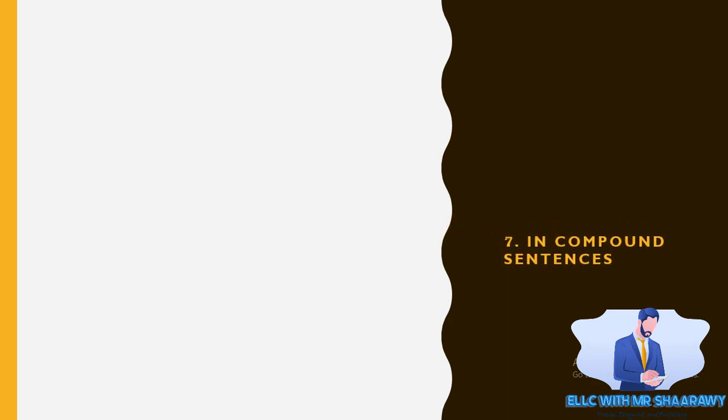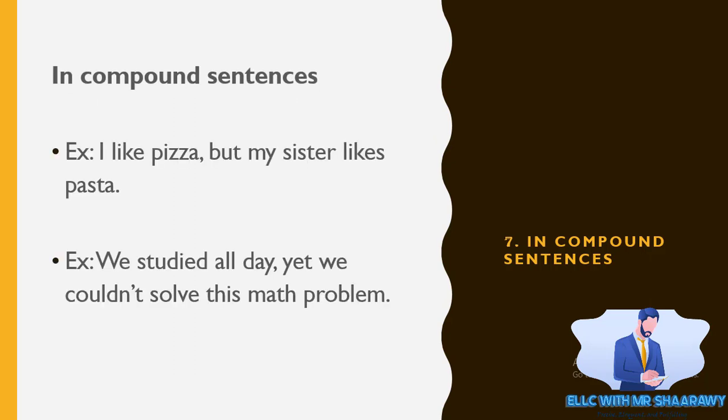The 7th use is in compound sentences. The example says, "I like pizza, but my sister likes pasta." So whenever you use coordinating conjunctions like but, so, yet, and, you will have to add a comma before adding the coordinating conjunction.